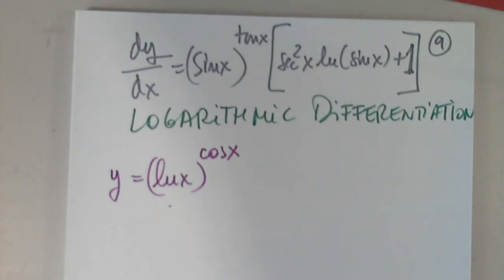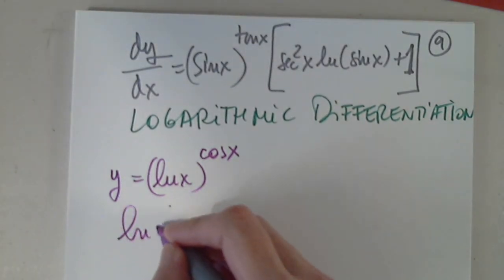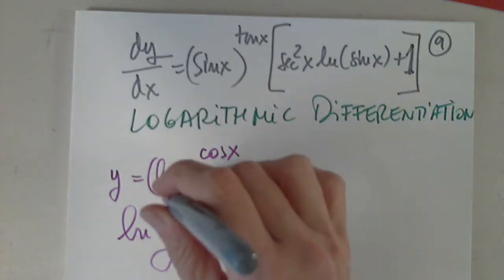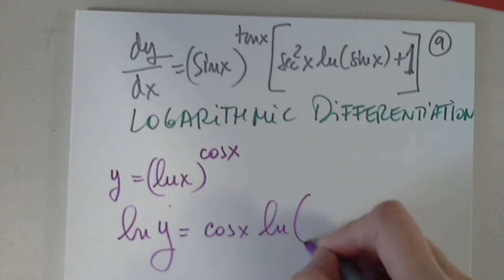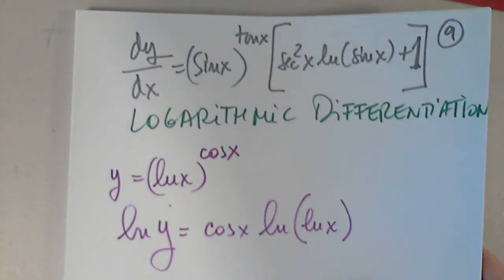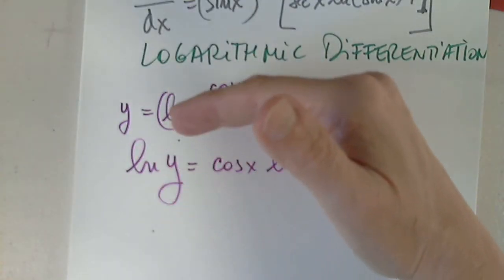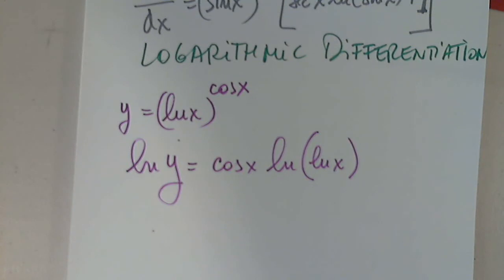We have no differentiation rule for this. Our only hope is to apply natural log to both sides. Natural log y equals, cosine goes in front, and I have to apply natural log to this. So natural log, apply to natural log. Do I have to show anything in between here? Is this step clear? Don't be shy. Say if it's not. Any questions here?